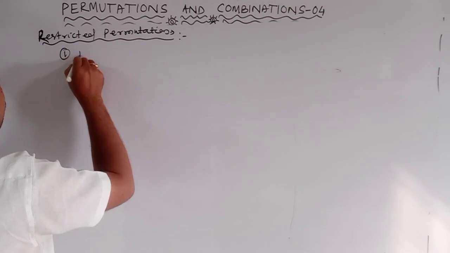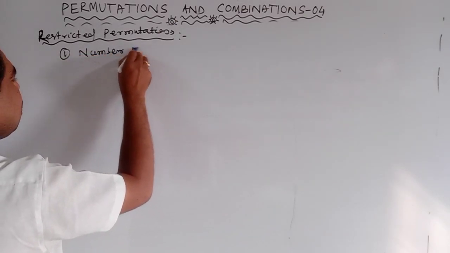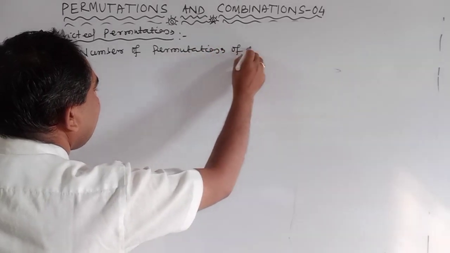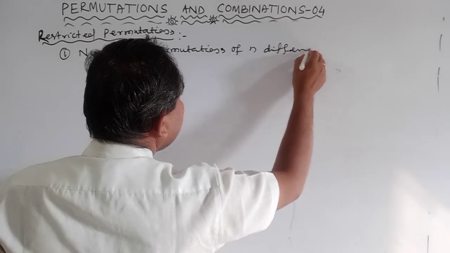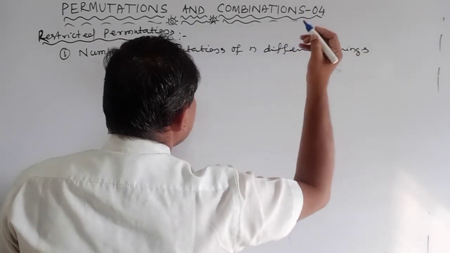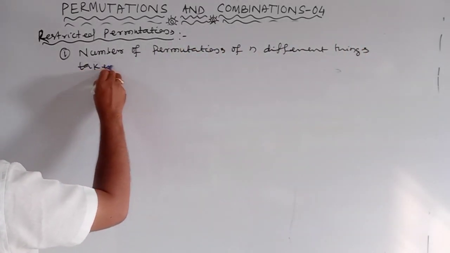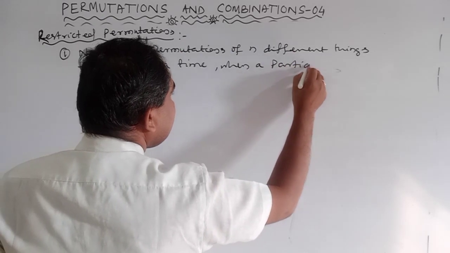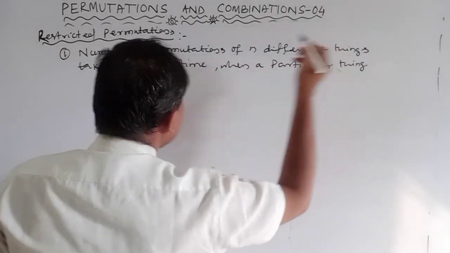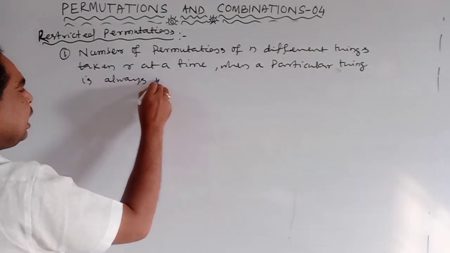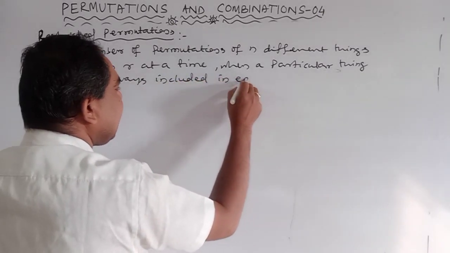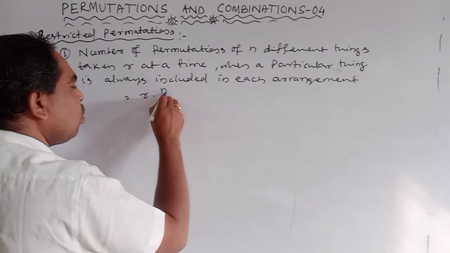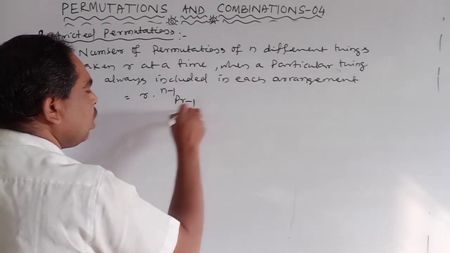The number of permutations of n different things taken r at a time when a particular thing is always included in each arrangement is equal to r into (n minus 1)p(r minus 1).